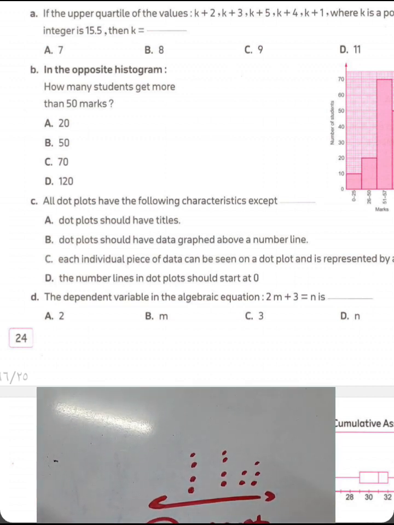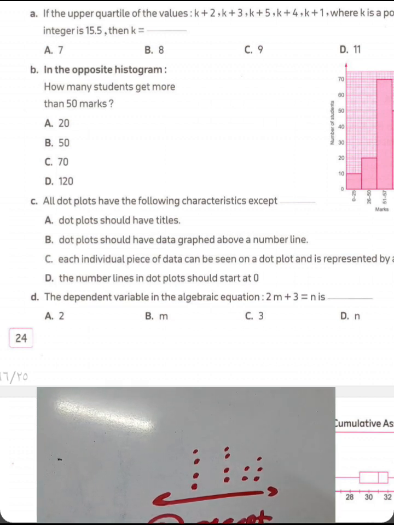Question D. The dependent variable in the algebraic expression 2m plus 3 equals n. We called n what? We have here dependent and independent. He asked about dependent. Dependent here, it will be m. The dependent variable here in this example will be what?